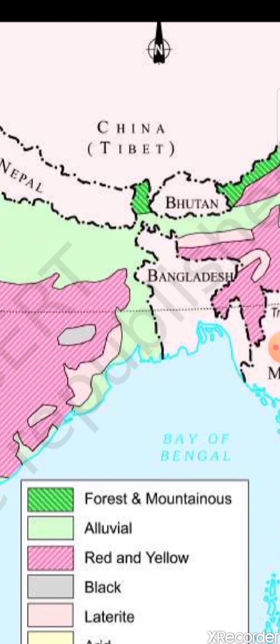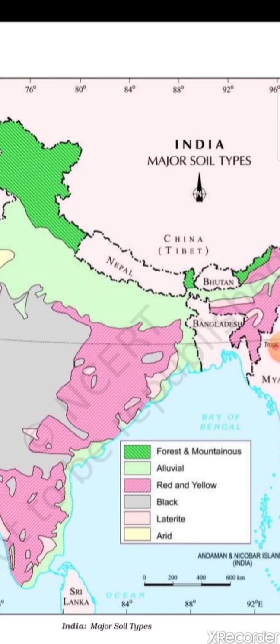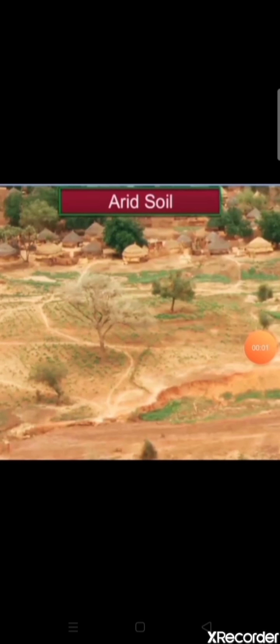So this was a brief description of laterite soil. Moving forward to the next soil, that is arid soil. It ranges from red to brown in color. It is generally sandy in texture and saline in nature. It is found in the areas of dry climate and high temperature, where evaporation is faster, so it lacks humus and moisture.